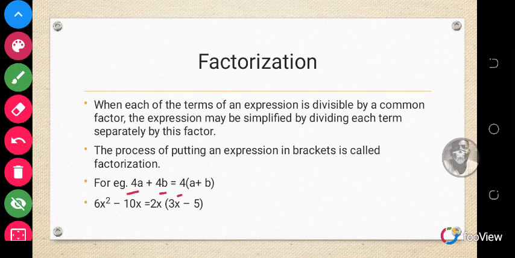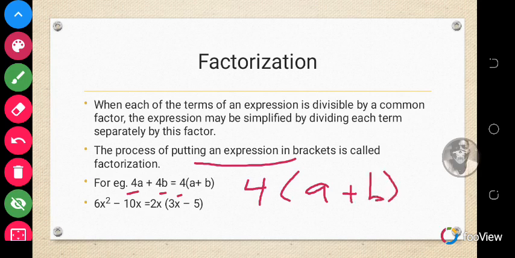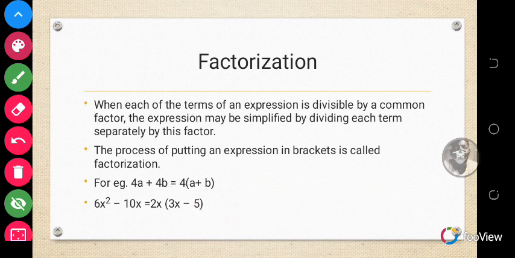So factorization, like we said, is the process of putting an expression in brackets. So 4 comes out and the rest stays inside, plus b. So what you realize is that when you multiply the 4 by 4a and you multiply the 4 by 4b, you go back to the original expression. Let's look at example 2.